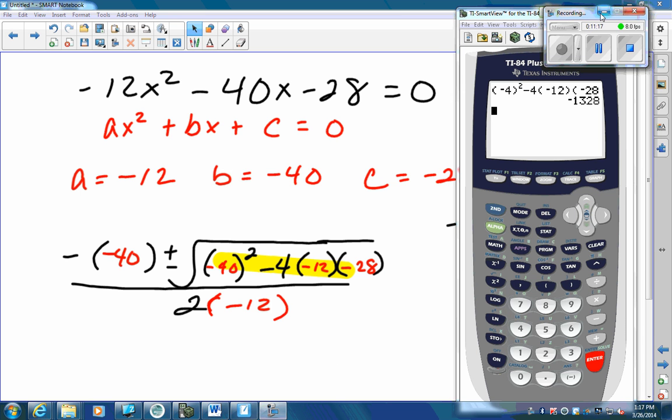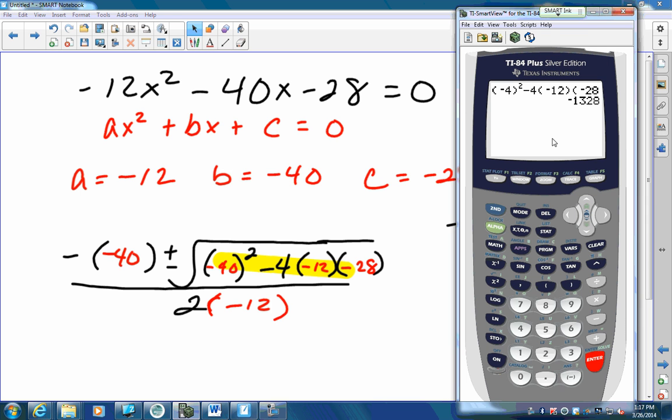Good point. Good question. What did I do wrong? I have negative 4 in there. So, yep, I'm wrong. Try it again. All right, so negative 40. Let's try that squared. Minus 4 times negative 12 times negative 28. Oh, and I missed a parenthesis too. What the heck's happening?